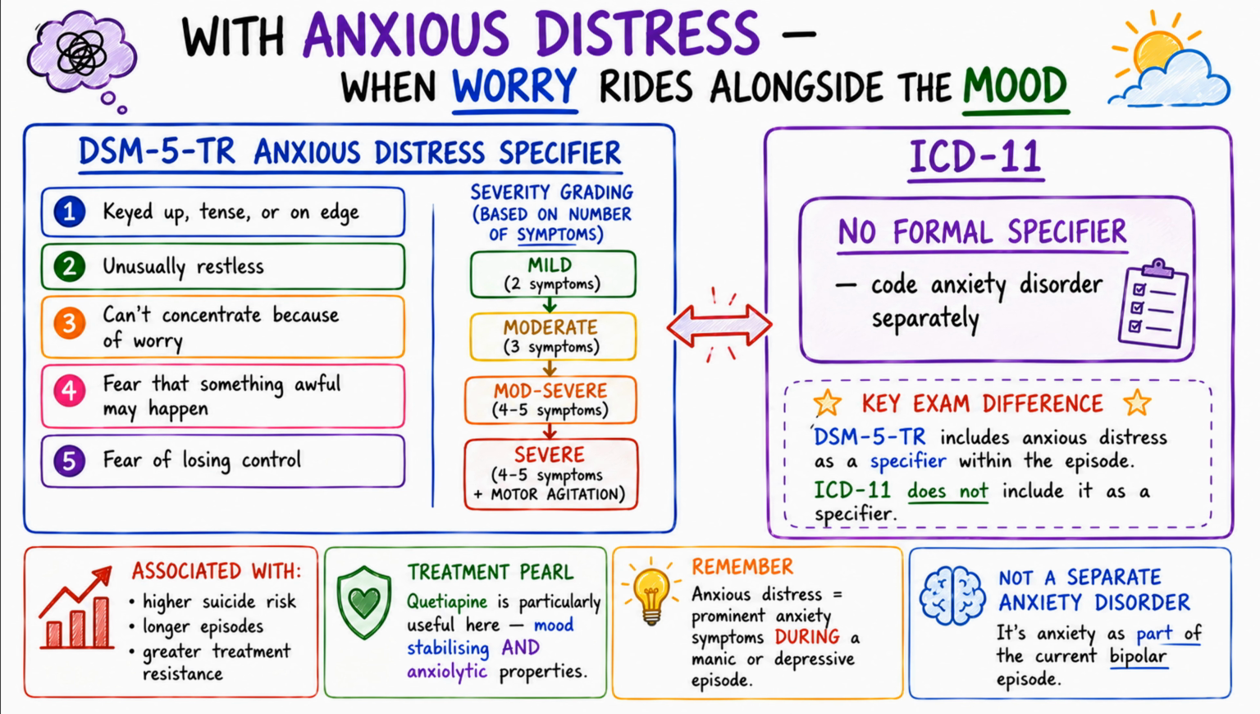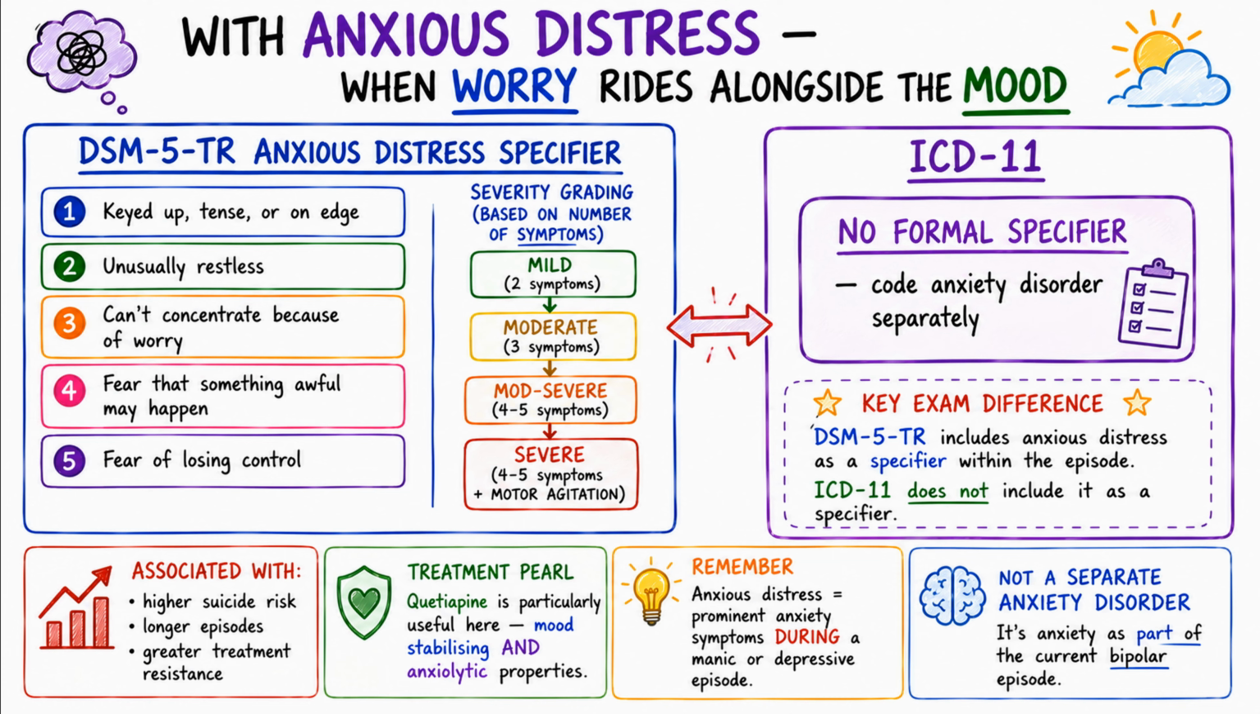Anxious distress means prominent anxiety symptoms are occurring as part of the current bipolar episode, not as a separate anxiety disorder, but within the episode itself. DSM has 5 specific criteria for this, graded from mild at 2 symptoms up to severe at 4 or 5 with visible motor agitation. When anxious distress is present, 3 things worsen: suicide risk increases, episodes last longer, and the illness is harder to treat.